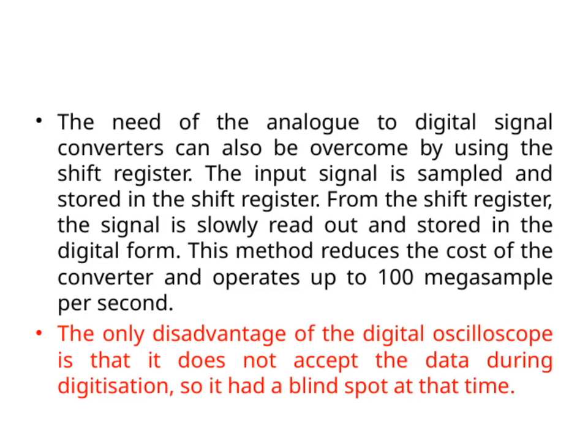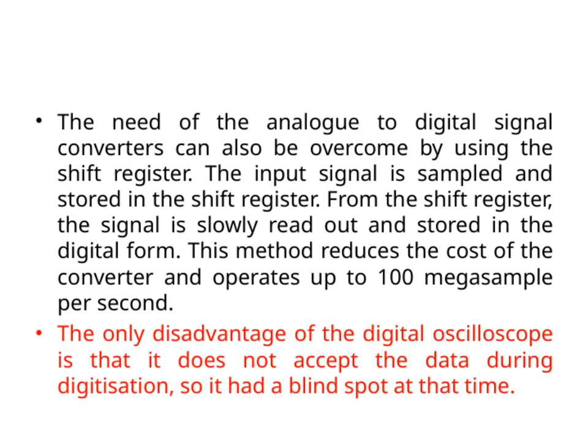The need for analog-to-digital signal converters can actually be addressed in a different way, using something called a shift register. What happens here is that the input signal is first sampled, so we take a snapshot of the signal at a specific moment, and then stored temporarily in the shift register. From there, the signal isn't converted all at once. Instead, it's read out gradually and stored in digital form.